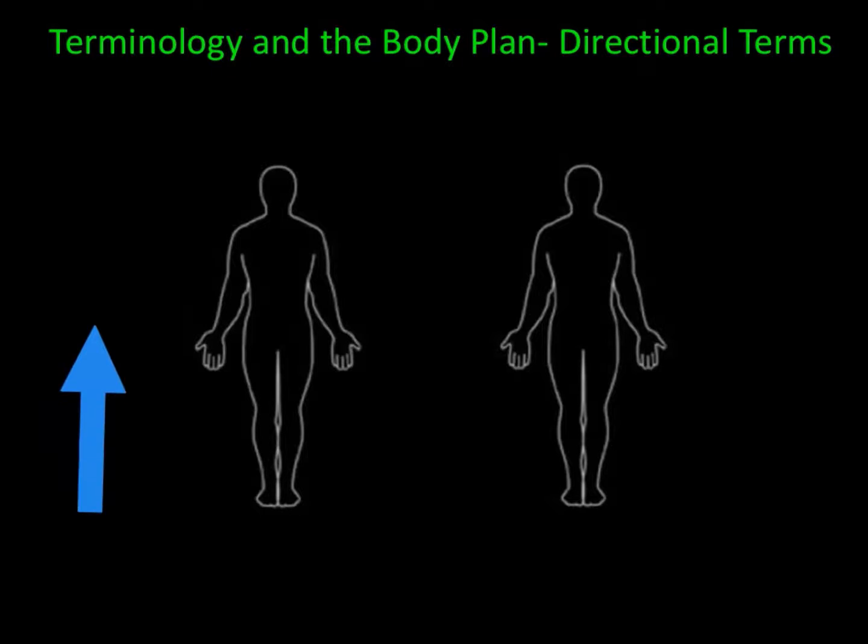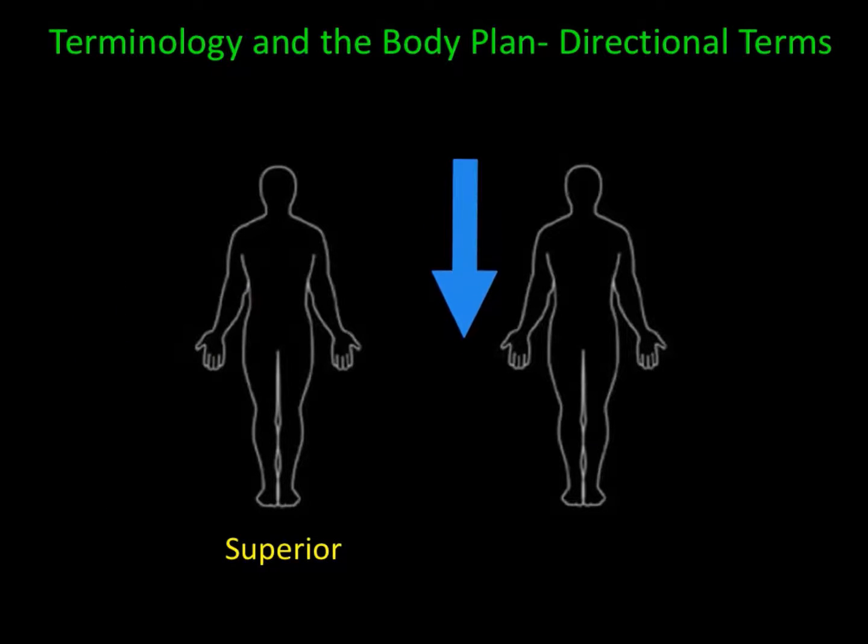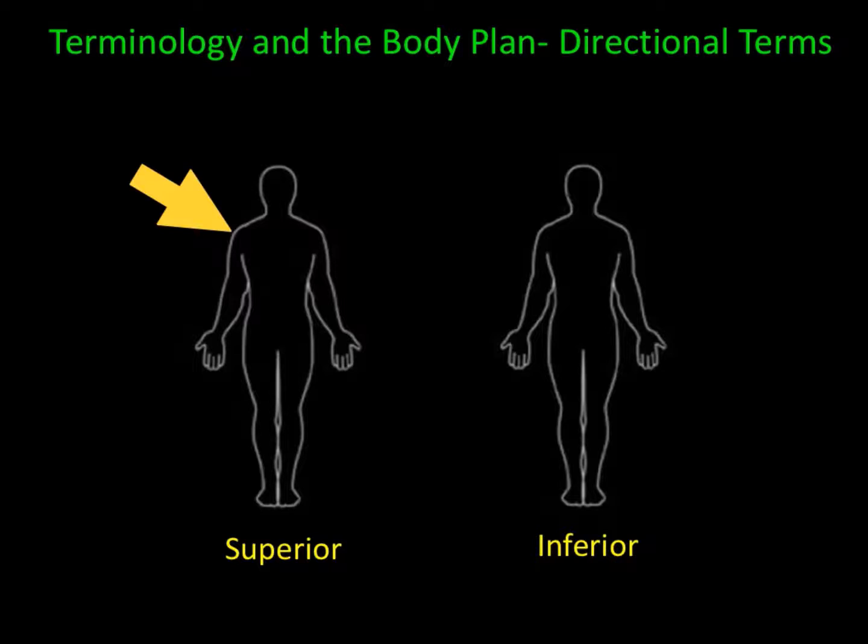Towards the head is superior, and towards the feet is inferior. So for example, the shoulder is superior to the knee, and the hips are inferior to the chest.